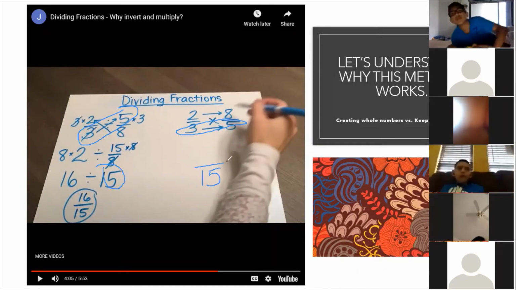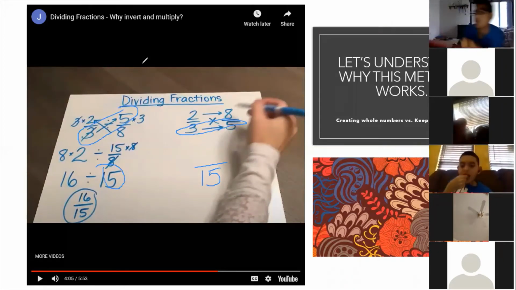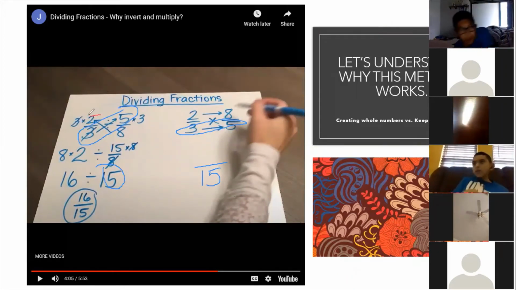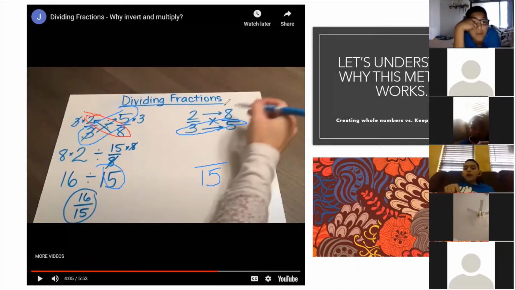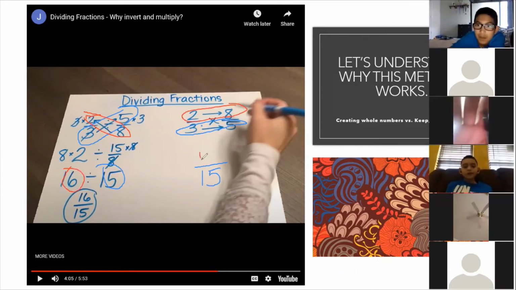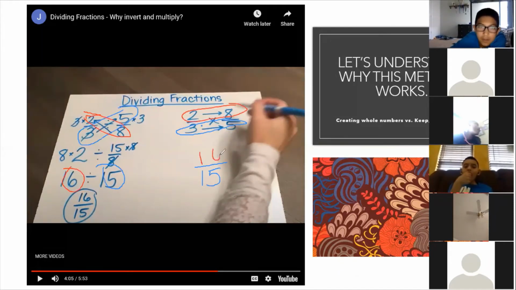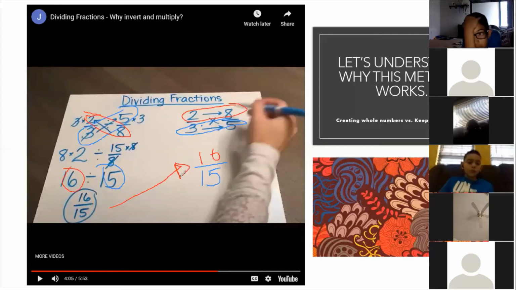Mm-hmm. Okay, and then on the other side of the butterfly method, this way we did 2 times 8, which is what we did over here. And 2 times 8 is 16. Yeah, 16, so either way we're going to end up with the same answer, but which method is faster?